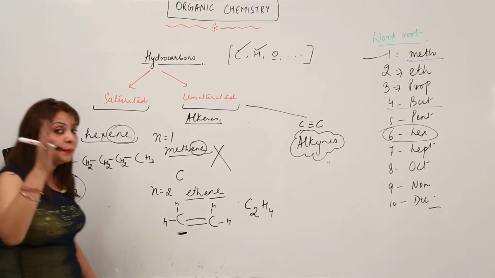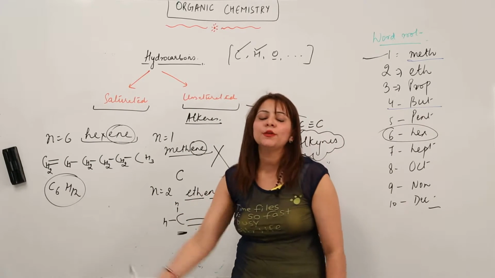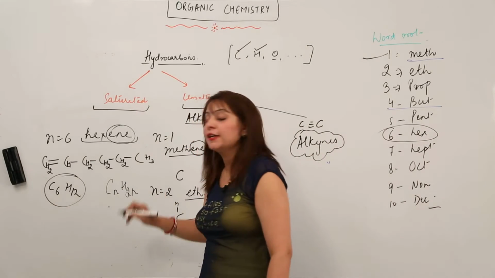And if some confusion persists in my mind, I can just check it with the general formula. We know that the general formula for the alkene is CnH2n.